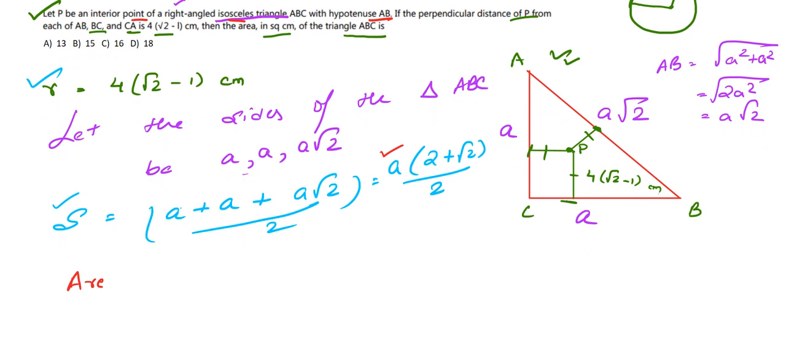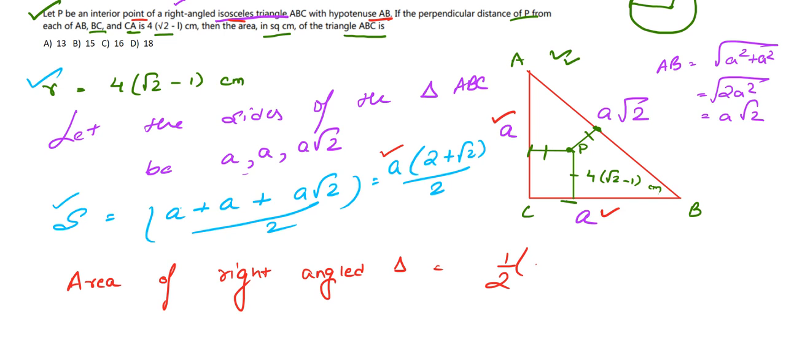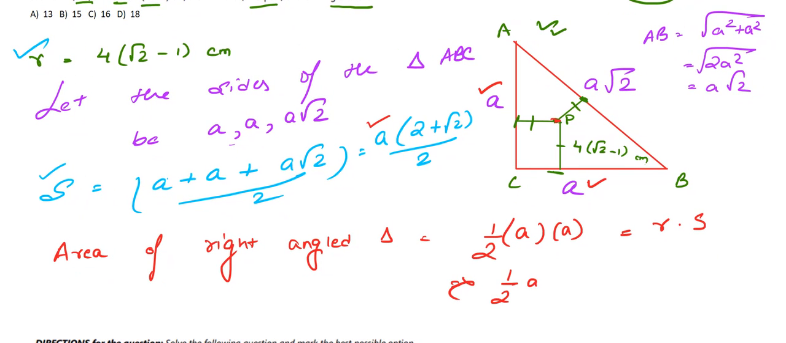Let us write this here. The area of the right-angled triangle is equal to half into base into perpendicular. Our base is a and perpendicular is also a, so this is half a², and this is also equal to R into s, where R is the radius and s is the sum of three sides divided by 2. So we have half a² equals 4(√2 − 1) times a(2 + √2)/2.